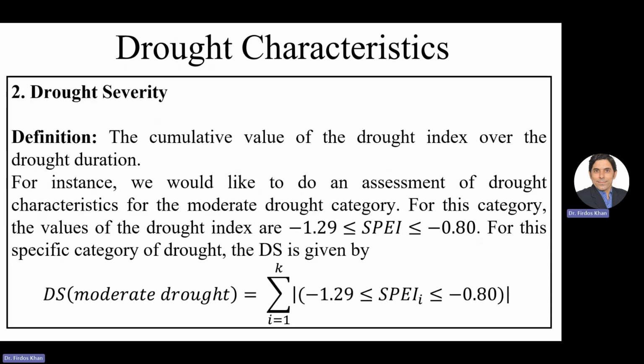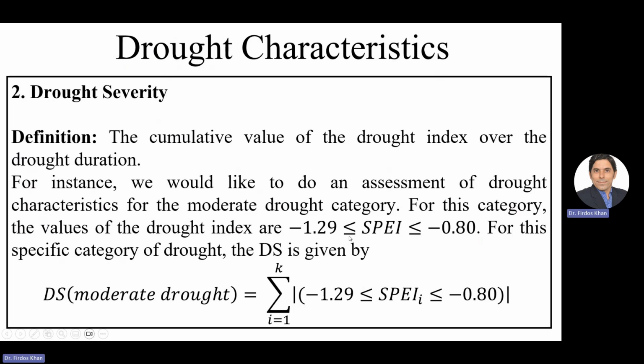Our drought severity is the cumulative value of the drought index over the drought duration. So this is the absolute sum of the values of the drought index below that particular threshold. So if suppose we are taking that threshold less than -1, then the consecutive months for which this is less than -1, we sum that and take the absolute value, that is called drought severity.